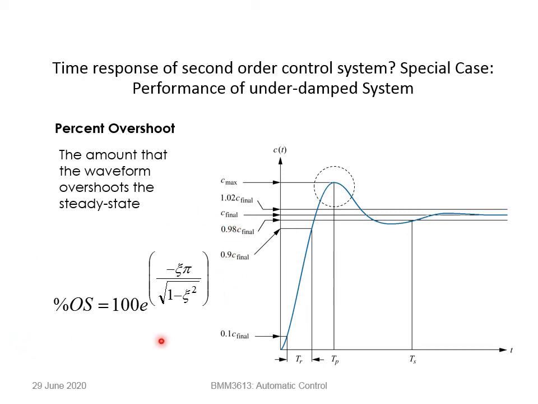And how do we calculate this percent overshoot? We have this particular formula. The percent overshoot is 100 times the exponential of the product in the middle. This is the same product you use to find the peak time. So it's basically 100 times the exponential of that term, and that's how we calculate the percent overshoot.